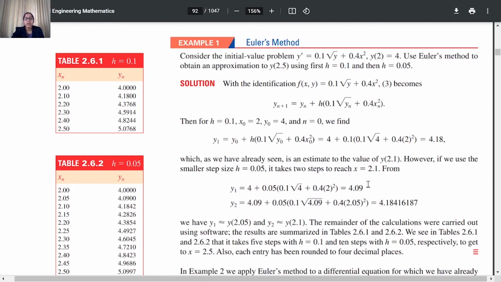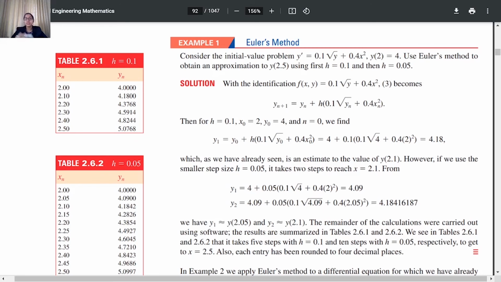Now once we know y1, we'll determine y2, and y2 will be equal to y1 plus h into f of x1, y1. Here x1 will be the value that we have obtained, that is x_0 plus h, 2 plus 0.05. I hope the method is simple. You just have to replace the values, remember the formula and successively repeat the procedure.